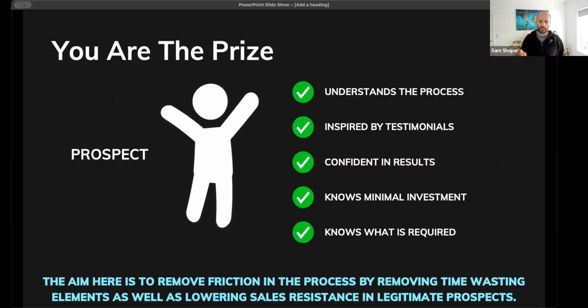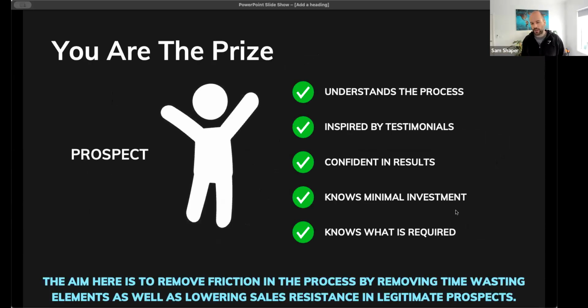So the objectives that we're trying to achieve throughout this is, firstly, that they understand the process, so they know generally how you would work with someone. Put testimonials in there so they're inspired, they're confident that they're going to get results. Guarantees can be a part of that.